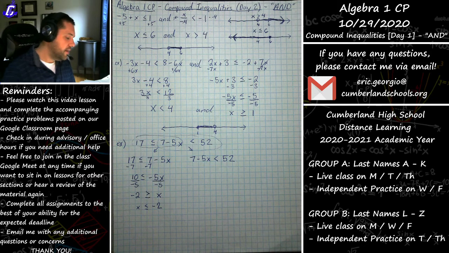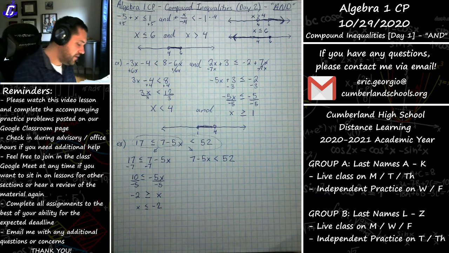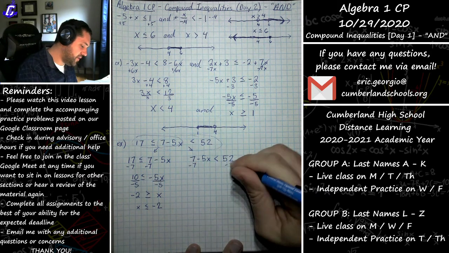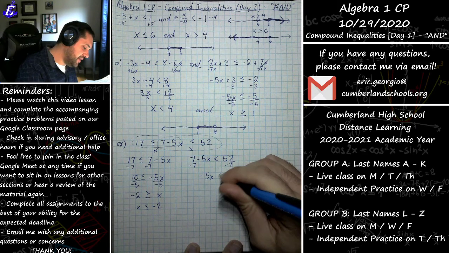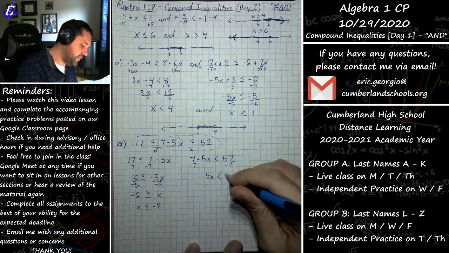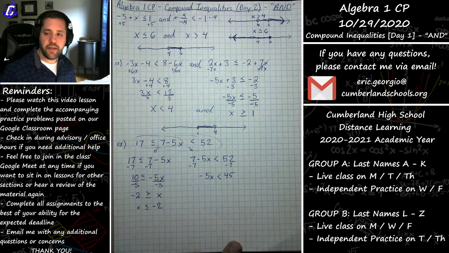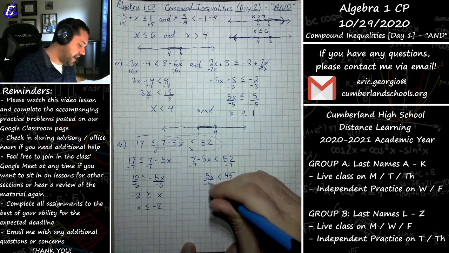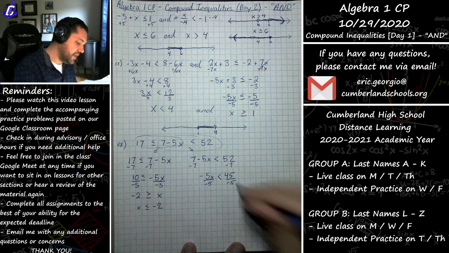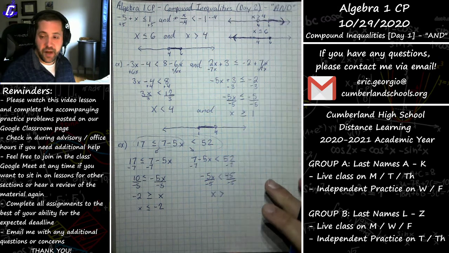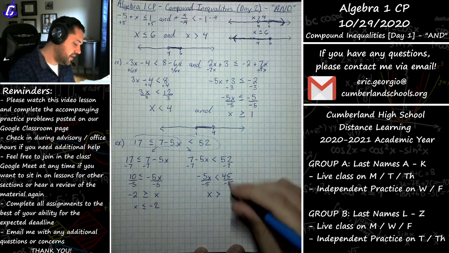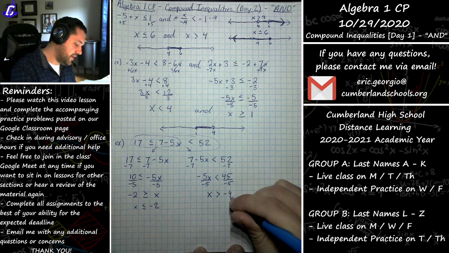Cool. Next problem over here is a little easier, a little more straightforward. Subtract 7 from both sides. We would get negative 5x is less than 52 minus 7, which is 45. And lastly, divide both sides by negative 5. We would get that x is greater than, notice the inequality flipped again because we divided by a negative, 45 divided by negative 5, negative 9.